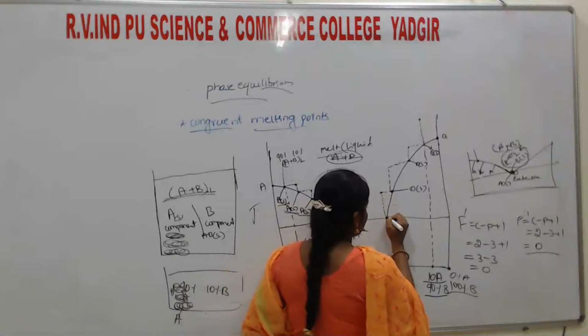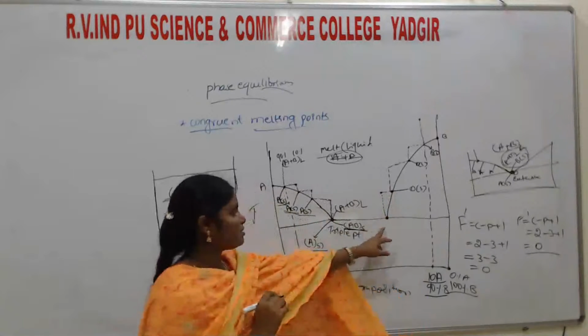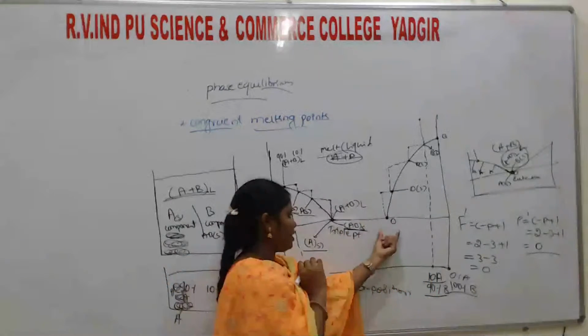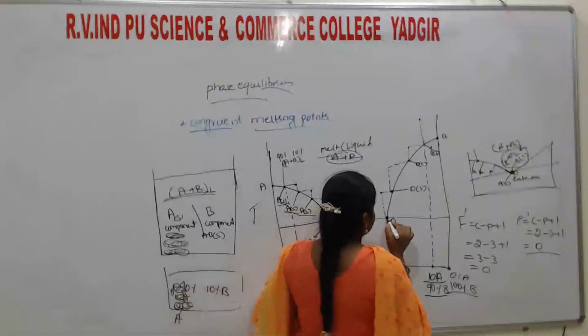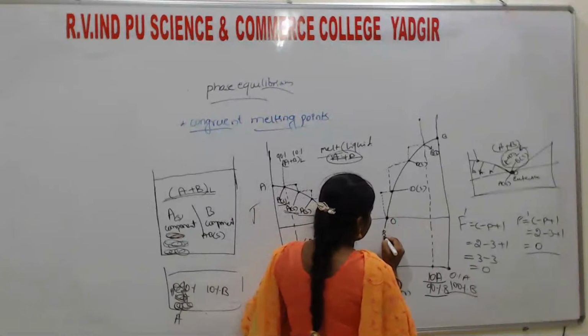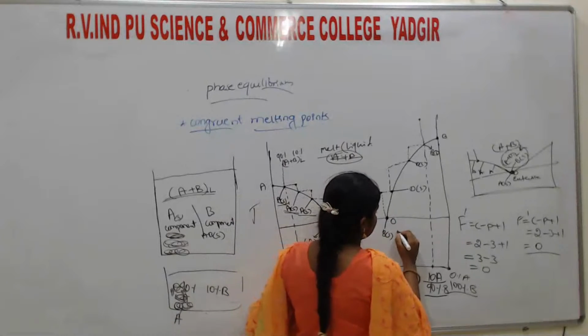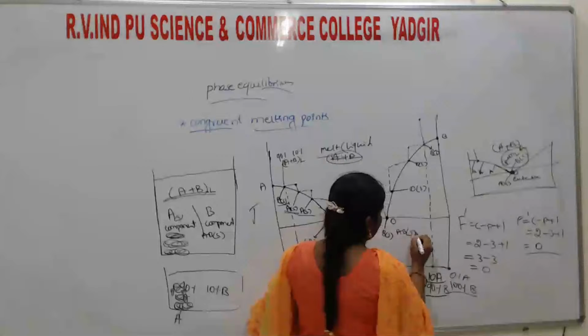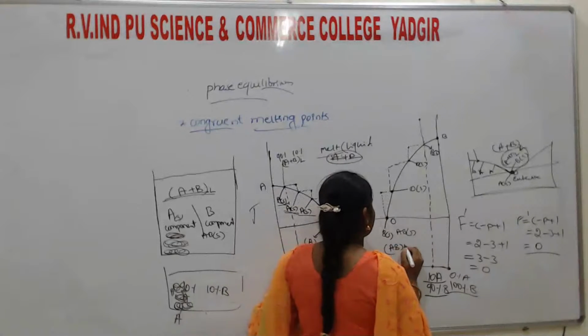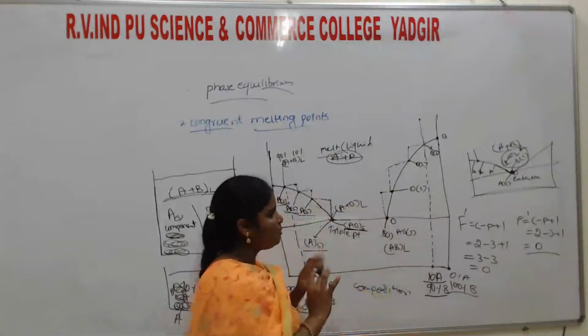Here they attain this temperature. This O point is a triple point. Here there are three phases: one is B solid, another is AB solid, and another is AB liquid. These three phases are present here.